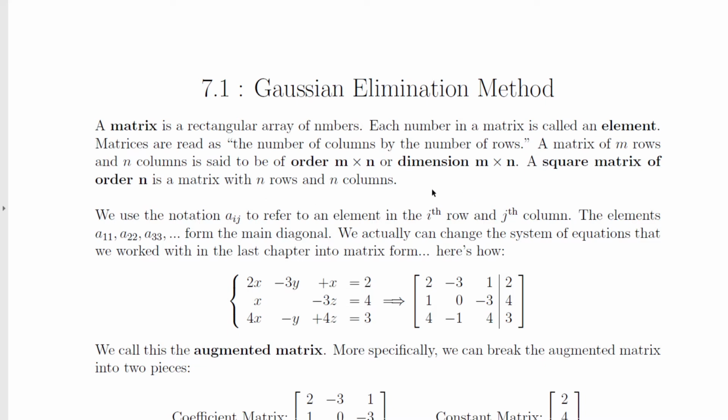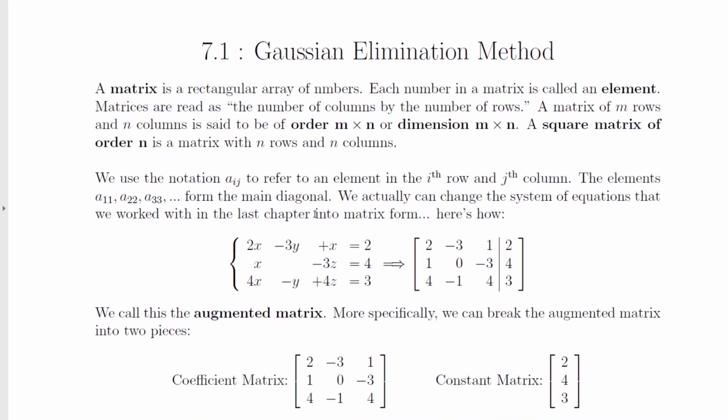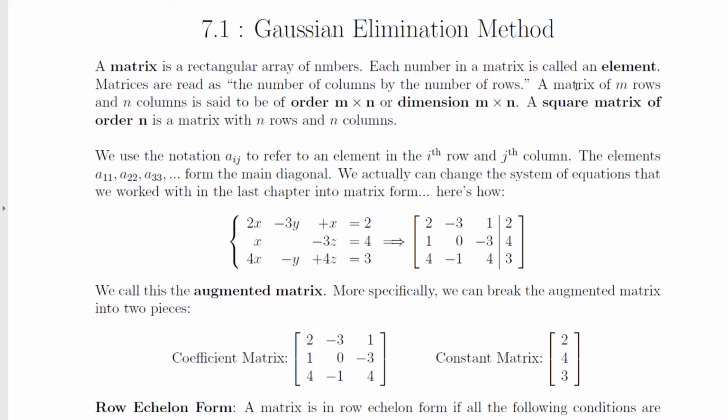Okay, each entry in a matrix is called an element. And then they have a dimension too. So in other words, they have a certain amount of columns and a certain amount of rows. So a matrix that has m rows and n columns is said to be of order m by n, or dimension m by n. Okay. And a square matrix of order n is a matrix with n rows and n columns. It's got the same number of rows as it does columns.